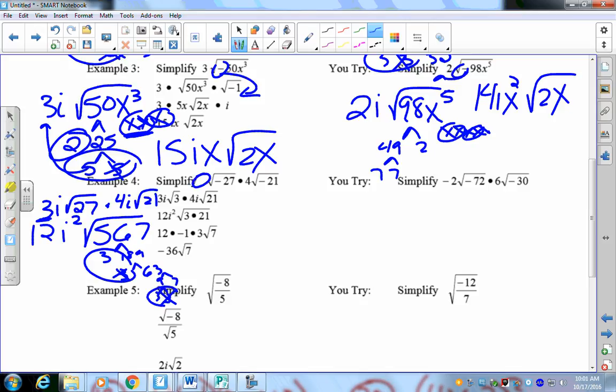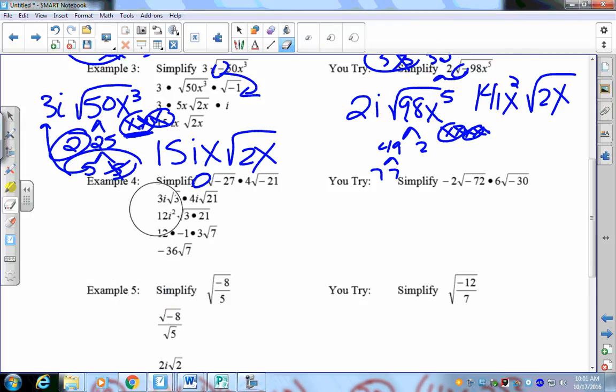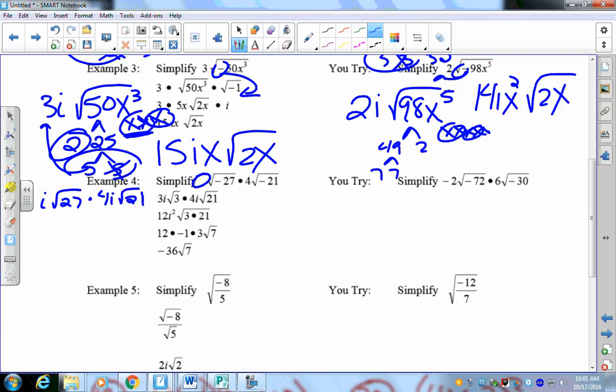All right, let me rewrite this problem. Can't go back and cut that out. Pause, please. Here we go. I'm sorry. There is no 3 there. So that's just i square root of 27 times 4i square root of 21. You're probably like, where did that come from? I made it up.